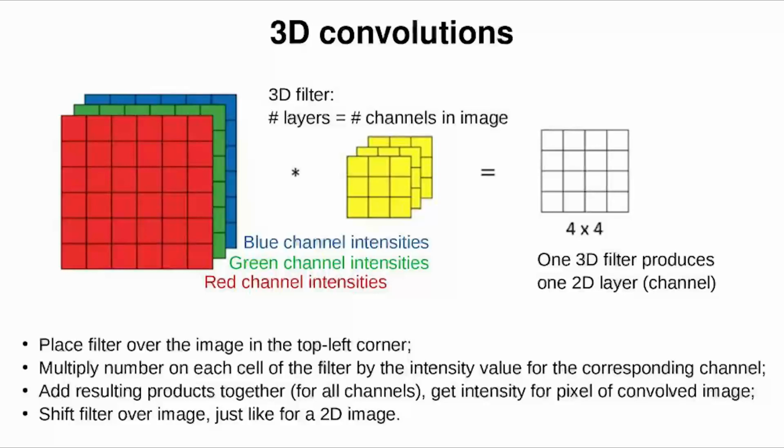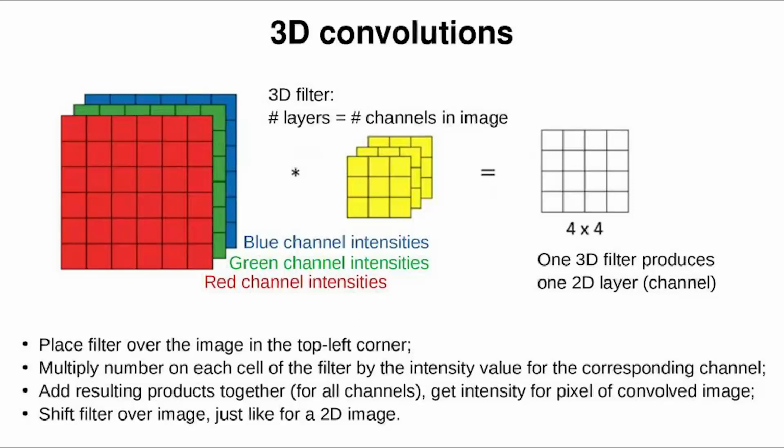If we shift the filter over the image in the same way as we have done for grayscale images, from left to right and from top to bottom, then the result of a 3D convolution of the original image with the filter will be a 2D image or channel. Note that the number of channels in the filter is the same as the number of channels in the image, and we are not shifting the filter across channels.